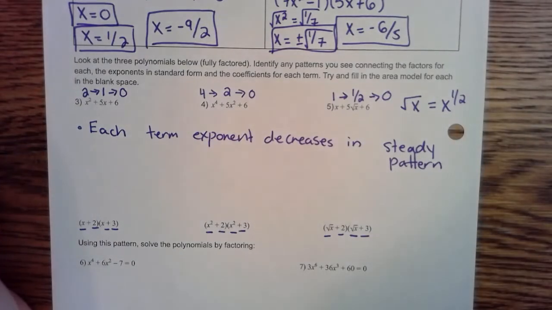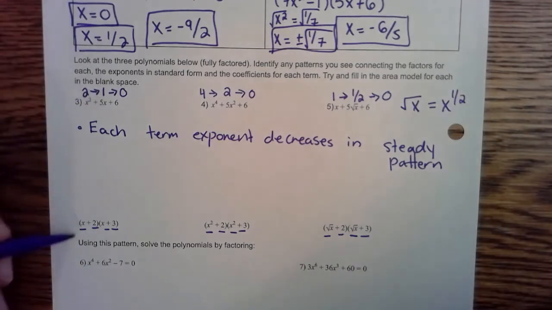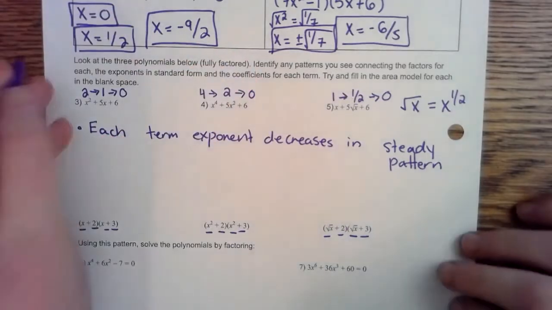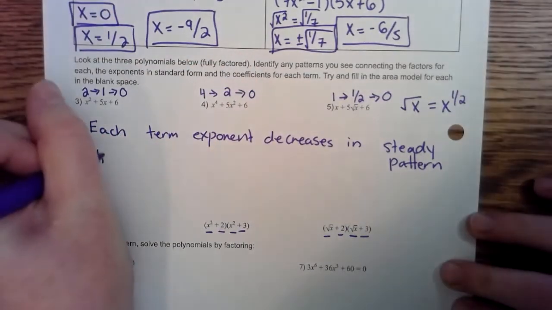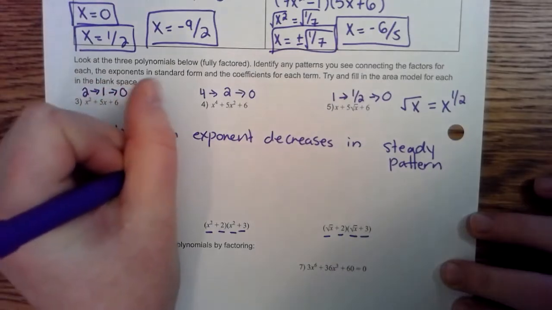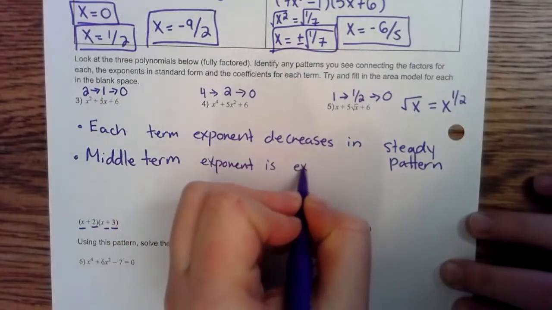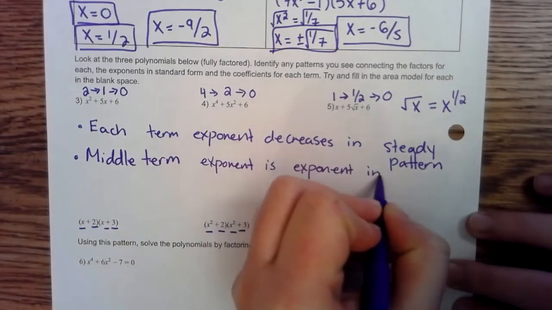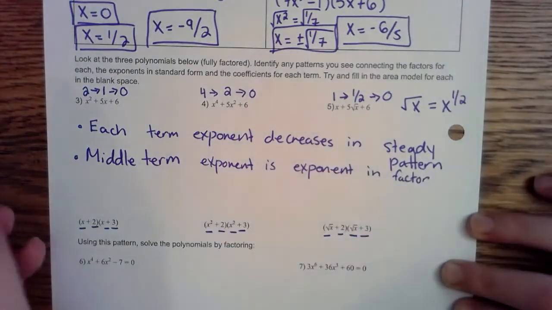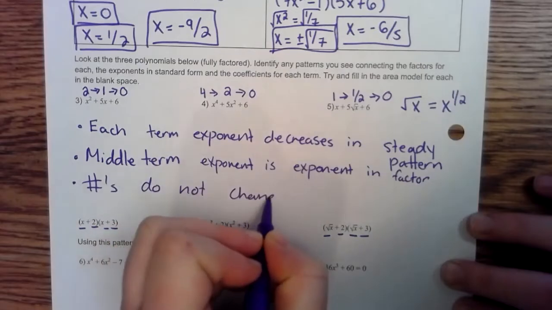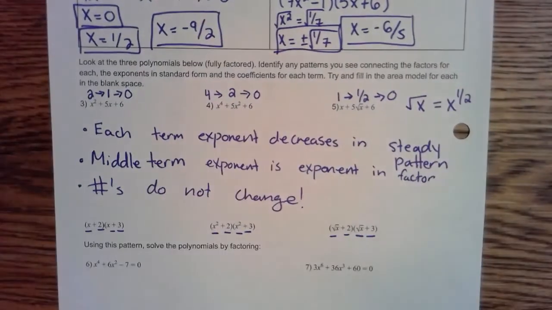Middle term exponent is exponent in factors. So like this 1 right here is the degree 1 right here. This 2 right here is the degree 2 right here. This square root right here is the square root right here. That's a cool pattern. And lastly, the numbers do not change. So those are some patterns that I see. So let's try to use this pattern to solve.